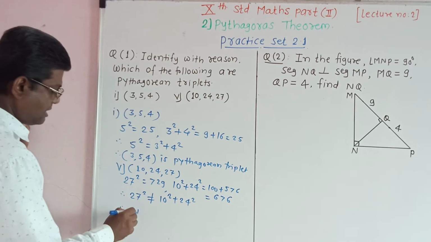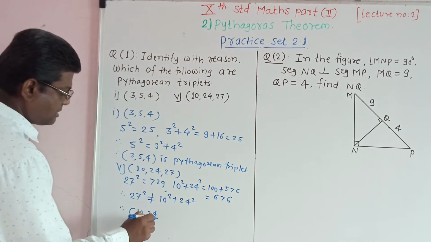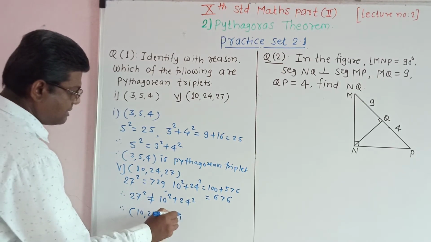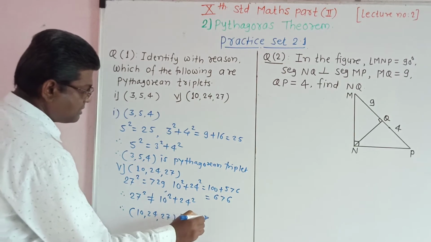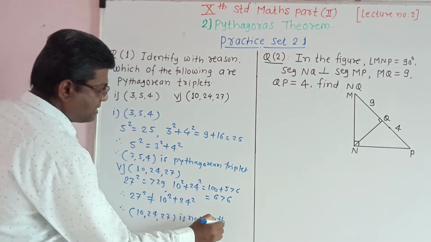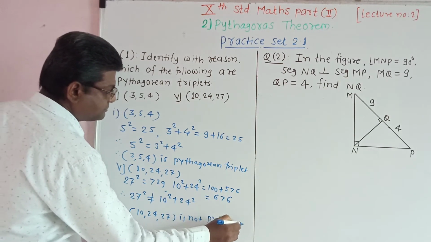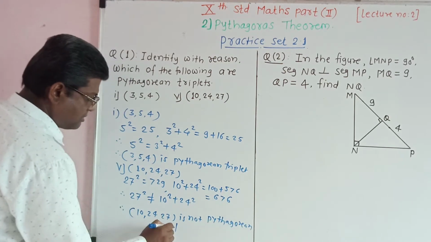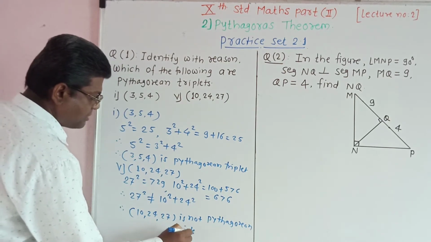Therefore 10, 24, 27 is not a Pythagorean triplet.